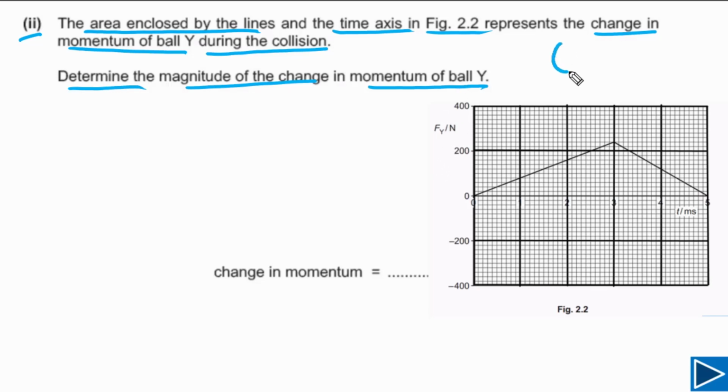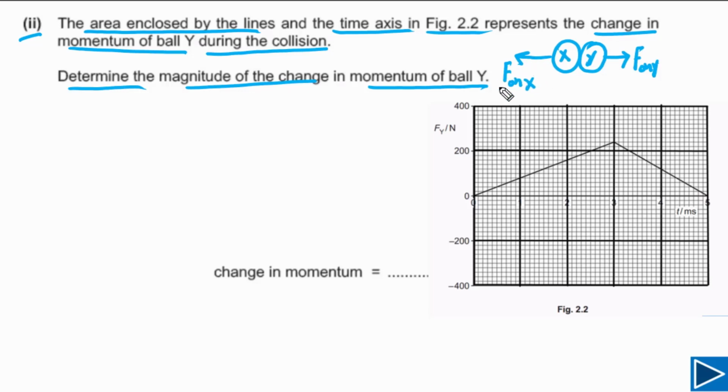If we look at these two balls, we have ball X, and here we have ball Y. When these two balls are in contact, they collide with each other, so they will exert force on each other. Ball X will exert force on Y, so this is the force on Y by X, and Y will exert a force on X. So this will be the force on X. But these two forces will be equal in magnitude but opposite in direction. This is a very important point we need to understand.